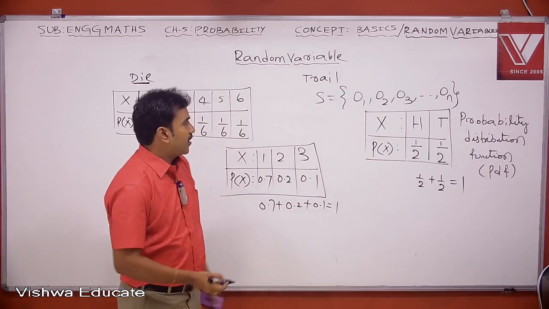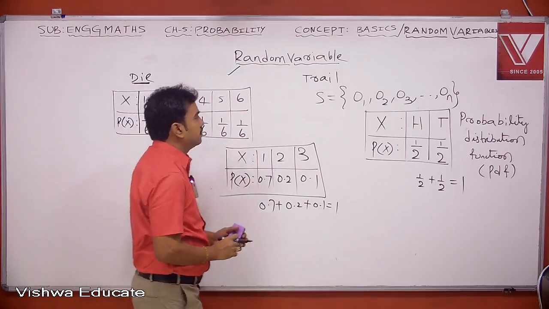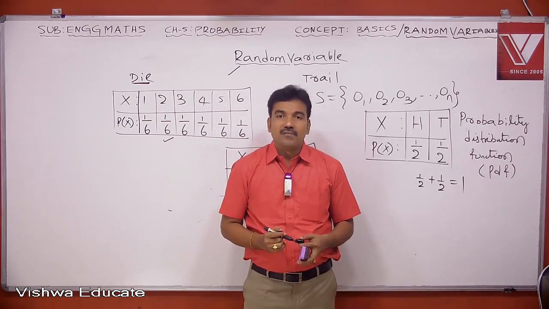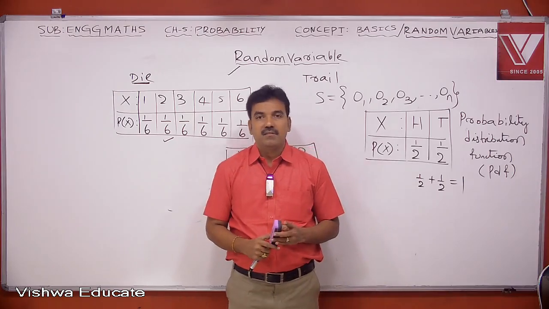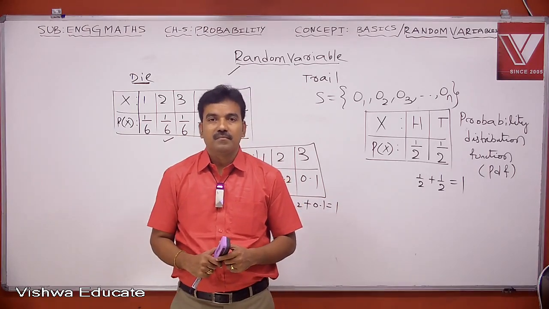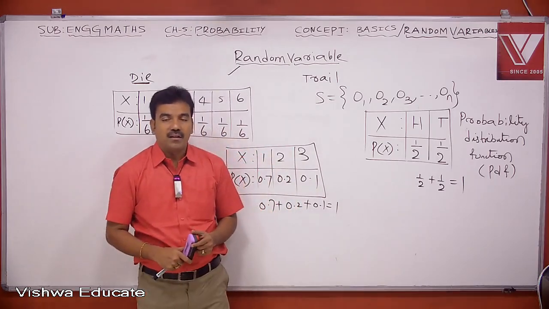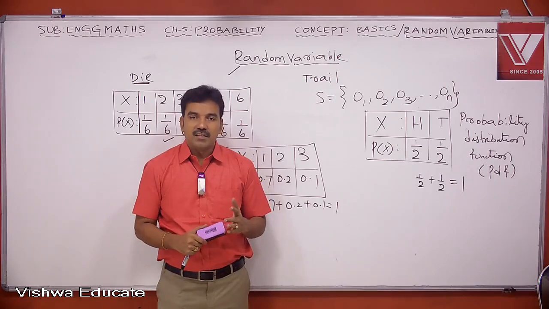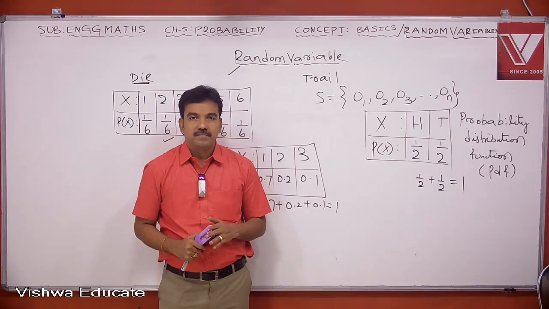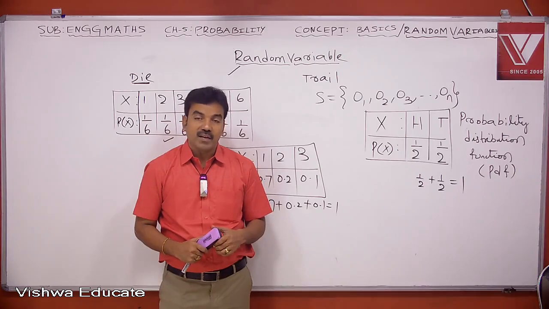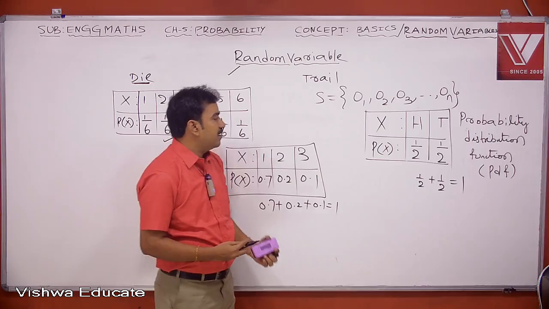All right. So first write the definition of random variable. If all outcomes of an experiment are assigned to a single variable, then it is called a random variable. It is denoted by x.